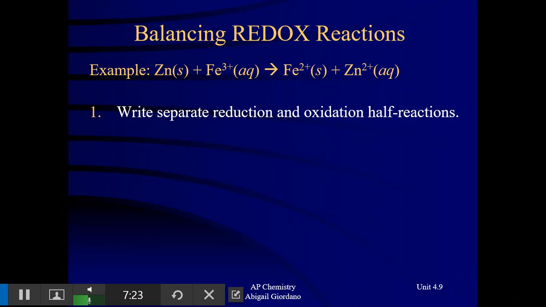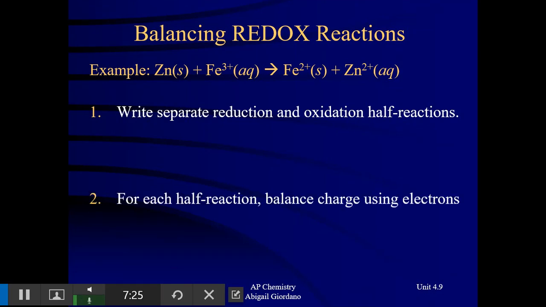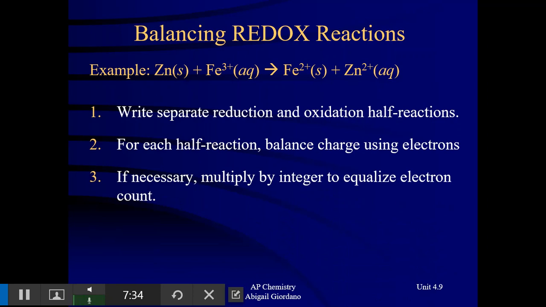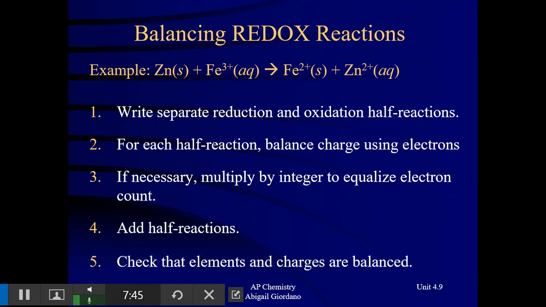Okay, so let's review what we just did. We wrote out separate half reactions. We balanced the charge, adding electrons to one side. If necessary, and it was in that case, we multiplied one of the equations by the number 2 to equalize the electron count. We added them together, and we made sure that all the elements and charges were balanced. So that's the process of balancing a redox reaction.